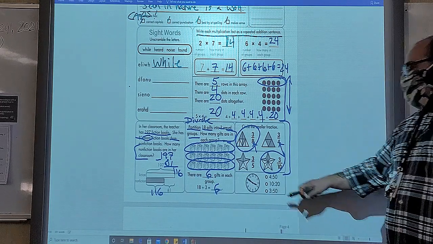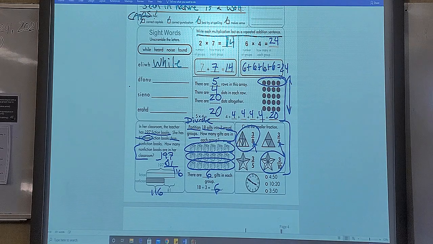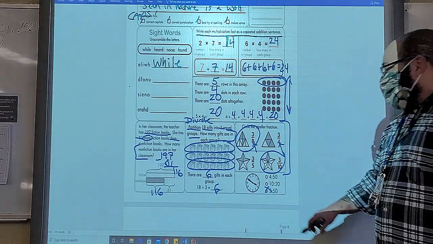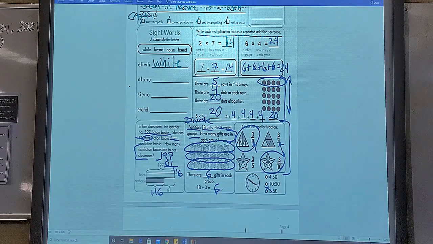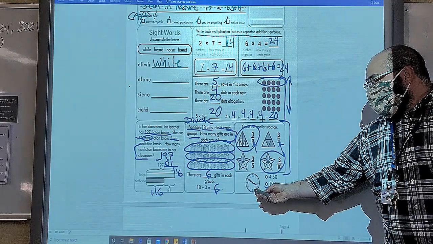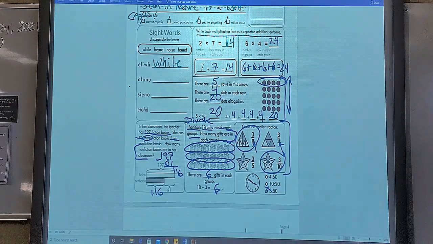Last one. What time is it on that clock right there? Nick. It is 3:50. That is correct. Does everybody have 3:50? Thumbs up. Did anybody have something different? Wilkins, what'd you have? 4:50. You're close, but see how the short hand is not after the 4, it's before the 4.